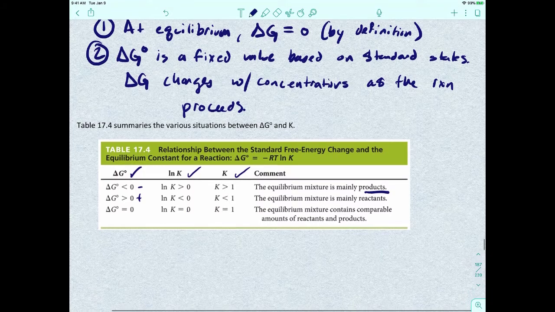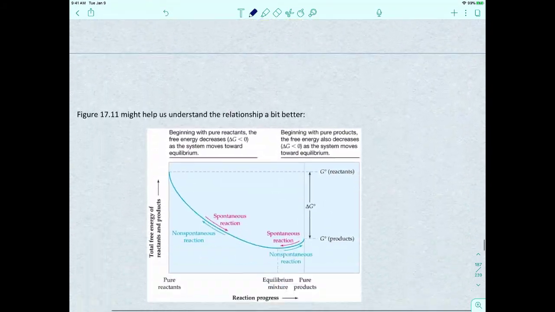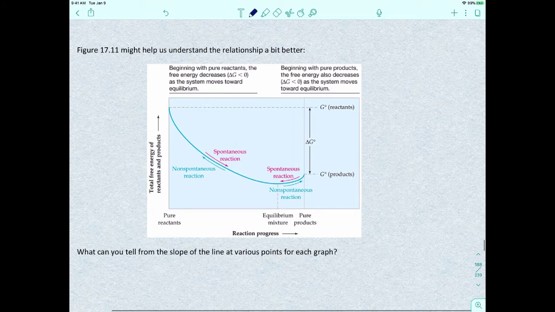Okay, and so we can take a look at this table. We can take a look at this graphically, and here it is. On the x-axis, we're looking at the total free energies of the reactants and the products. On the other axis, we're looking at time or reaction progress. So if it's a spontaneous process, starting from pure reactants, the delta G is going to get more and more negative. So it's going to get lower and lower as the reaction keeps going, until you get to the point where you're at equilibrium. So you're at the lowest point on this curve.